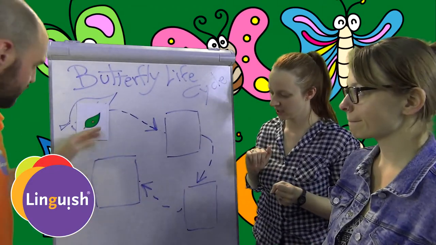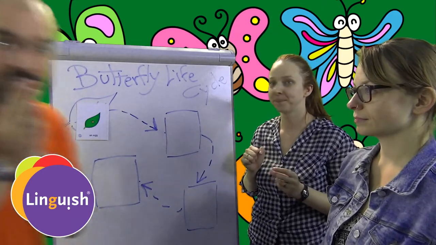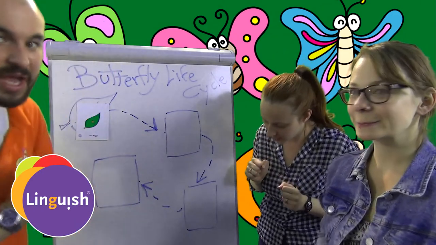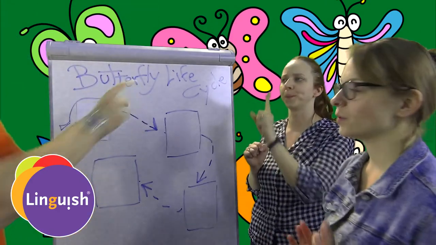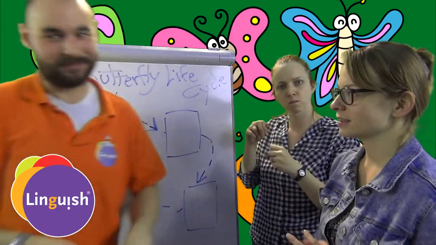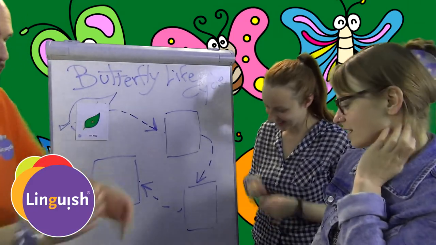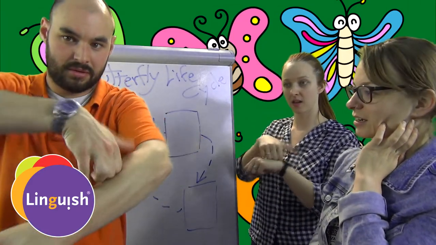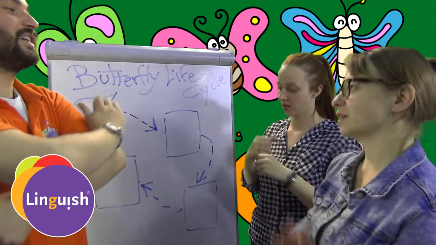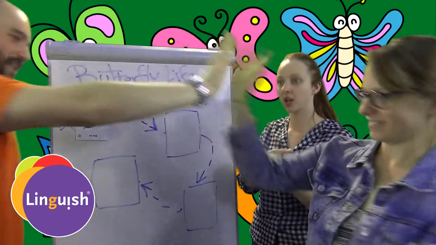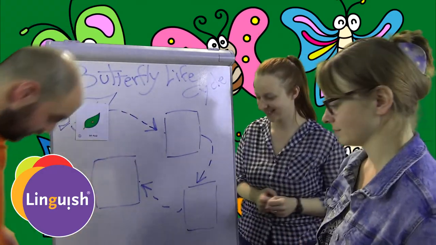Excellent. Now, the egg becomes a... What happens to the egg? The egg becomes a butterfly? No. The egg becomes a banana. No. So the egg becomes a... Remember? Wait, like this. A caterpillar. Yeah, high five to you. Okay. The egg becomes a caterpillar.